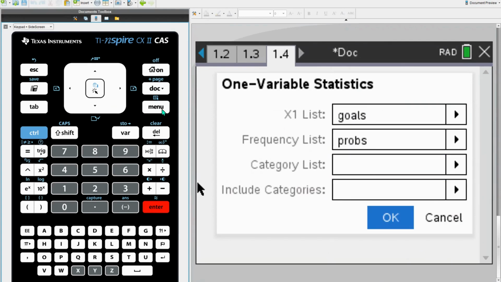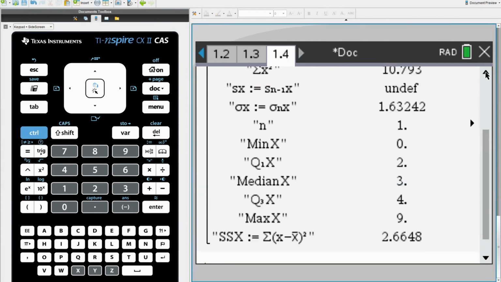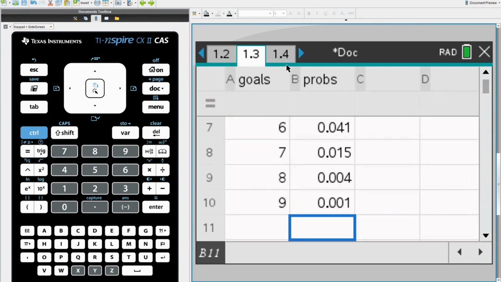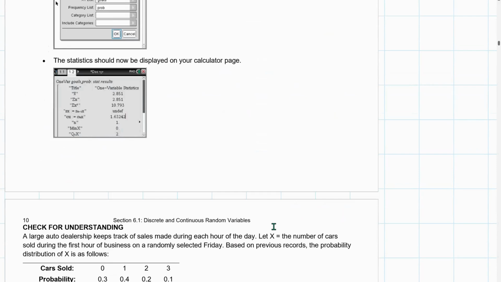So if we put in goals and probabilities in those two fields, we can see that it calculated 2.851 as the average number of goals, and it calculated 1.632 as the standard deviation. So if we just put all the information into two lists, we can get the calculator to spit out that information. All right. So given that, let's go on to the next example problem.